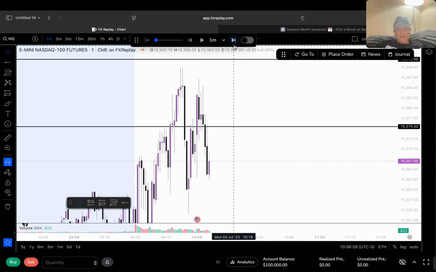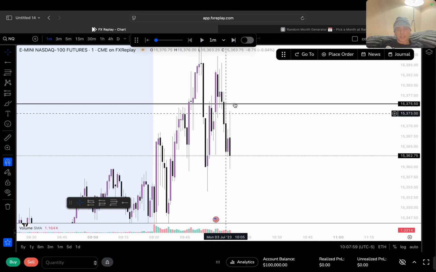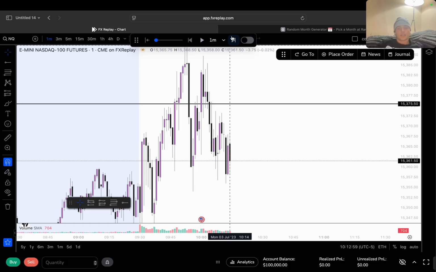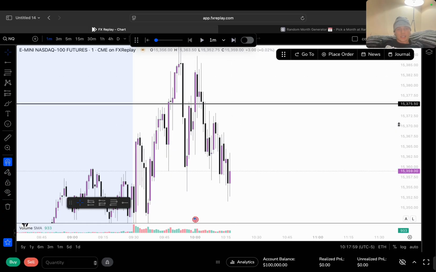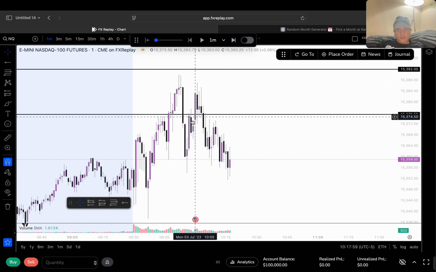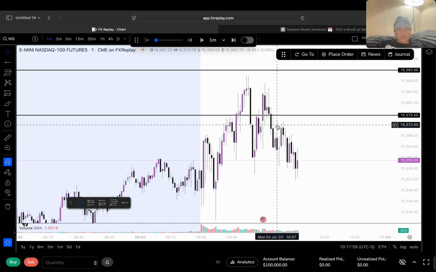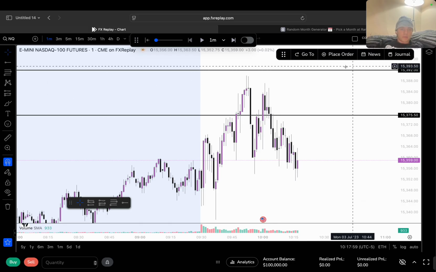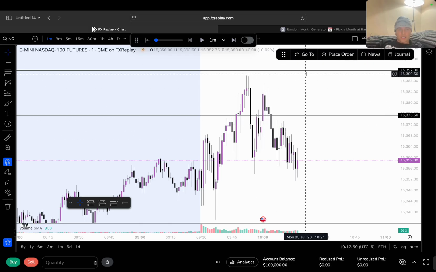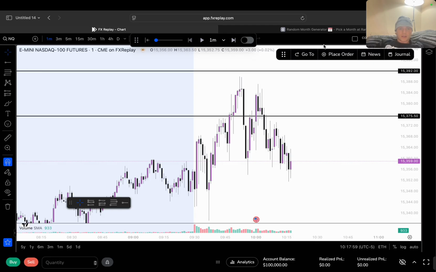Anytime there's so many wicks like that, price is all over the place. So seeing a day like this, look at all those wicks. I think eventually it will clear up to that, but all the wicks make it easy to get stopped out. It's not worth it at all.